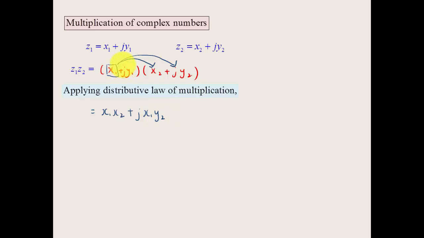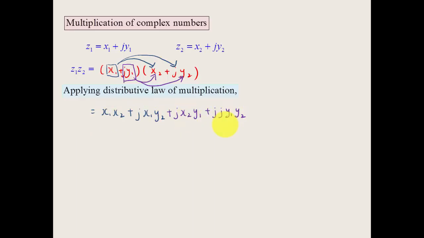Next, I'm going to apply the second term in the first pair of brackets, jy1, and multiply it to the first term here. So what I get is plus j x2 times y1. And finally, taking the same term, I'm going to multiply it now to the second term over here. What I have is plus j times another j, y1 times y2. So I have finished the distributive law.